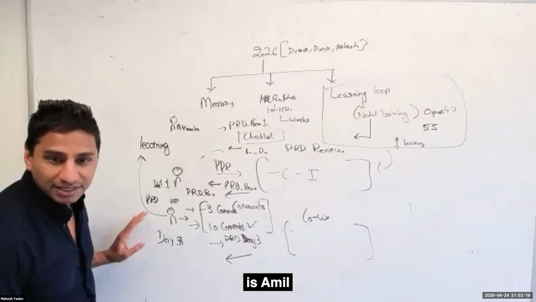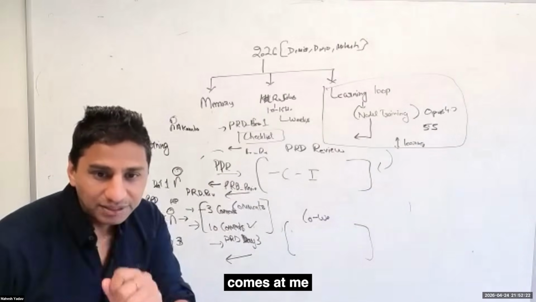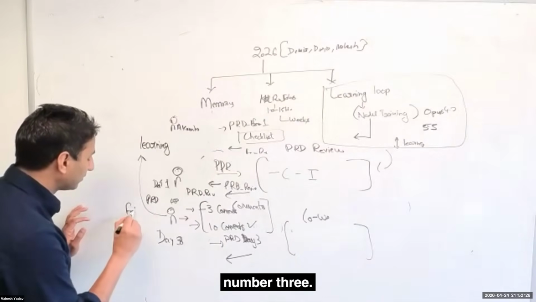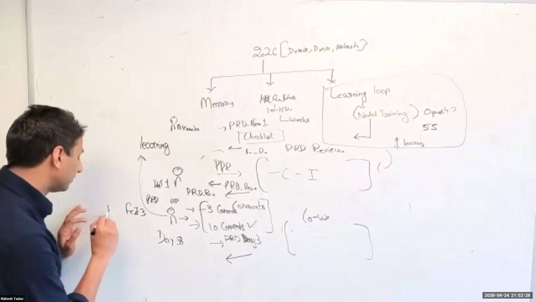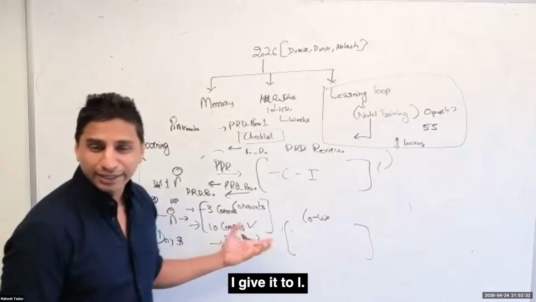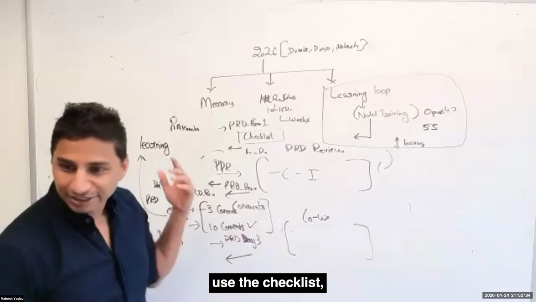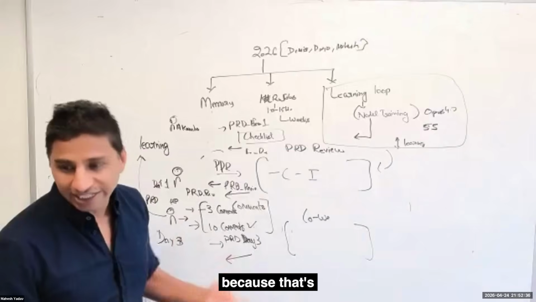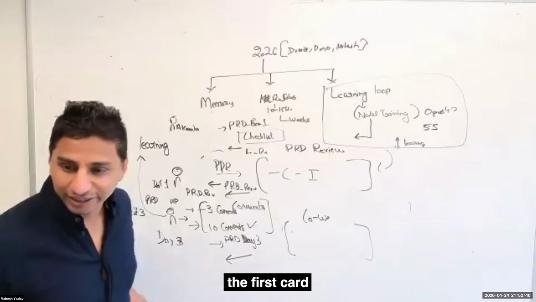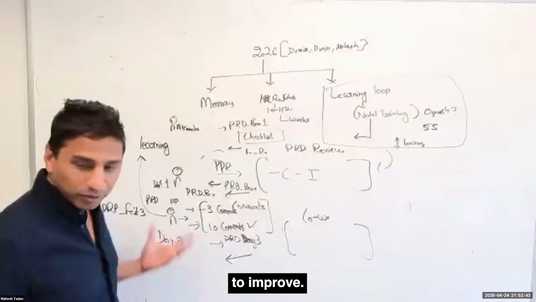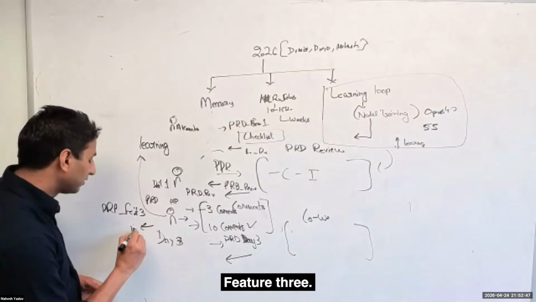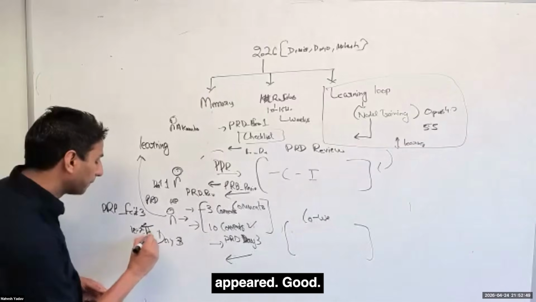On day 3, Amil comes to me and says, hey Mahesh, I'm building feature number 3. Another feature, another PRD. The PRD for feature number 3 comes in. I give it to AI and say, hey, use the checklist, review this PRD. Because that's my first run these days. I rely on AI to get me the first cut. And I wanted to improve. So it gave me a review of the feature 3 PRD.